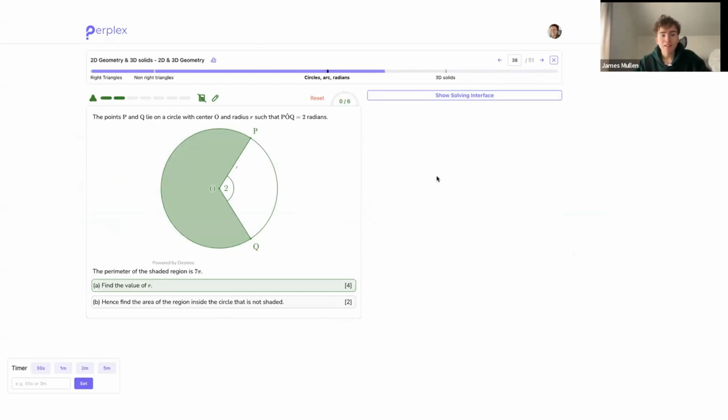I have the points P and Q on the circle with center O and radius R such that angle POQ is 2 radians, and the perimeter of the shaded region is 7 pi. Okay, so this figure has a perimeter of 7 pi. So its perimeter is OP plus OQ plus the arc PQ. I don't know exactly the best way to draw this, maybe I'll just put a curly thing like that for the arc. OP is the radius, OQ is also the radius, and PQ is an arc.